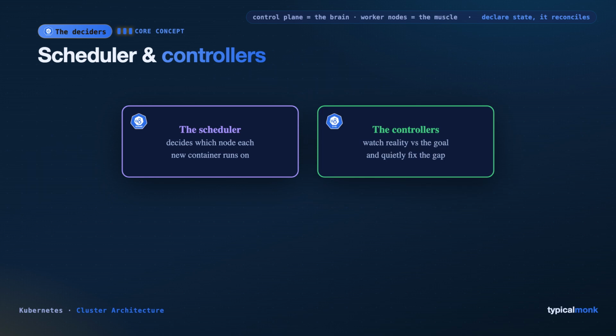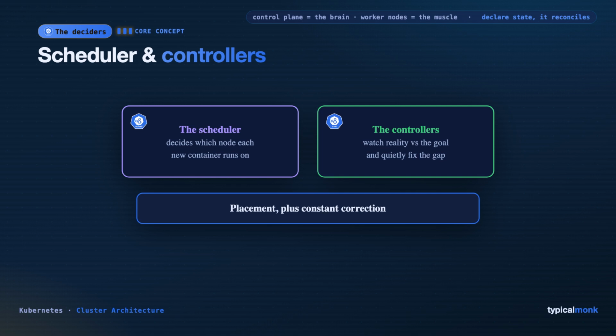The controllers do something subtler and, honestly, magical. Each one continuously watches the current reality of the cluster and compares it to the desired state stored in etcd. The moment it spots a gap, say a container that was supposed to be running has crashed, it quietly acts to close that gap, bringing reality back in line with the goal. This constant watching and correcting is the beating heart of Kubernetes self-healing. Nobody has to notice the crash and fix it by hand. A controller sees the mismatch and repairs it automatically.